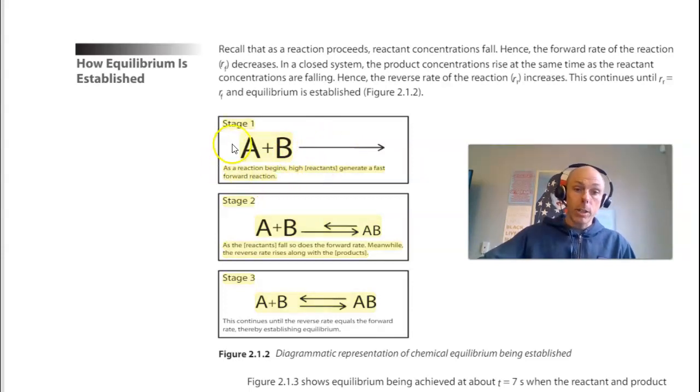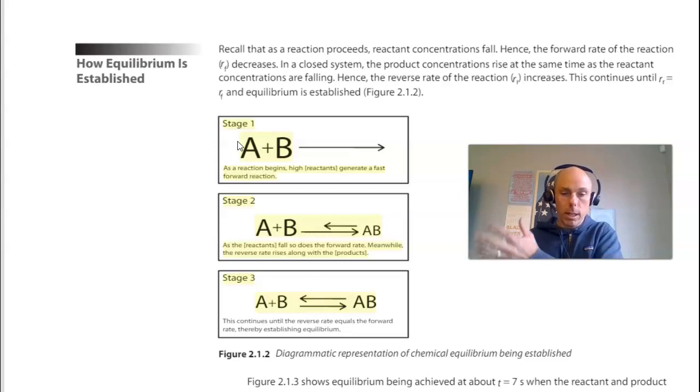But as that reaction occurs, and as reactants A and B form product AB, there's a lower concentration of reactants A and B. And as the concentrations fall, the forward rate also falls. Again, concentrations are related to rate. We see that depicted in stage 2. The rightward pointing arrow, indicative of the rate of the forward reaction, is shorter. The forward reaction rate has slowed down as reactant has been converted to product.